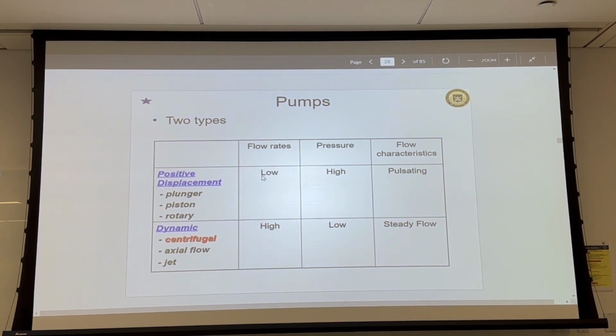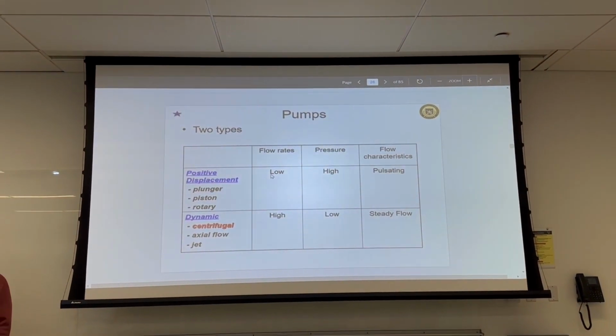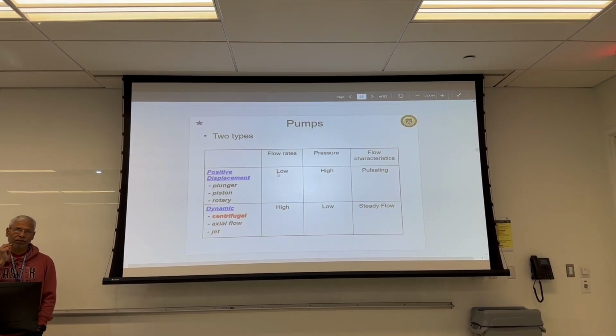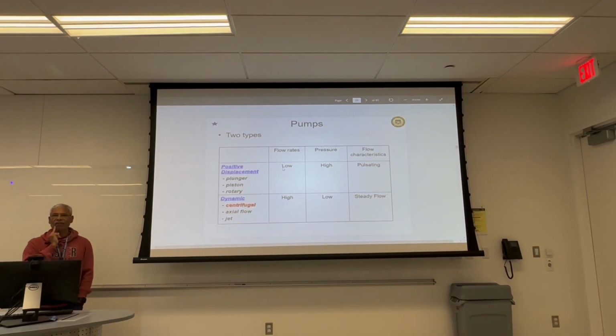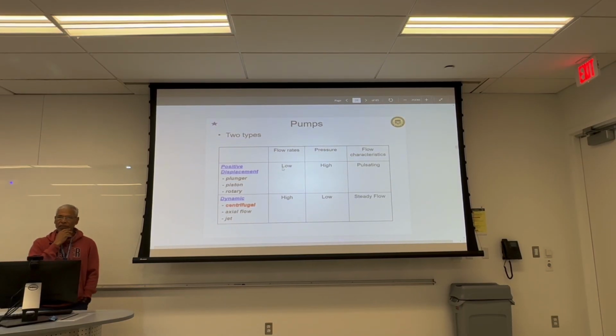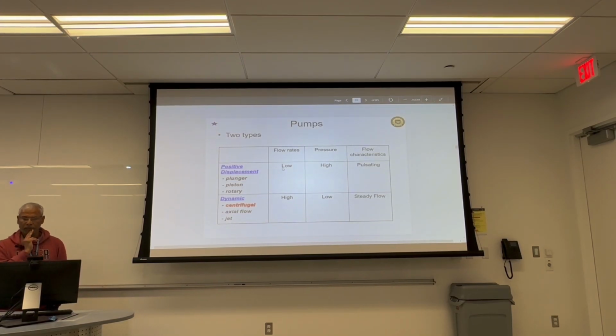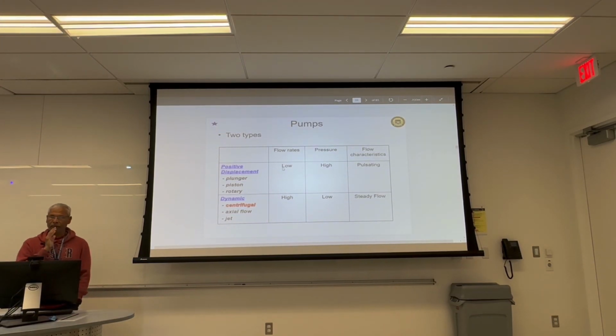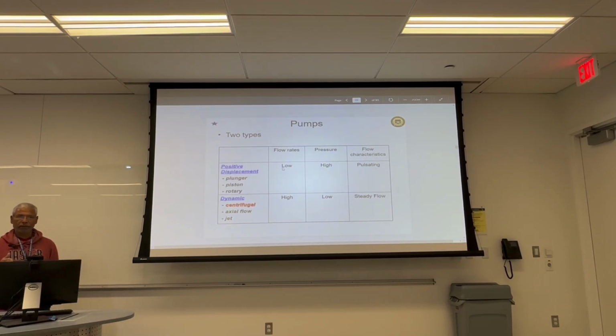Whereas dynamic pumps, like our centrifugal pump, which is where we'll be doing most of our lab work, have a very high flow rate and a low pressure. It won't develop the megapascals I talked about, maybe kilopascals type of capacity. But it is a steady flow. It won't have a lot of pulsations in the pressure, but whatever pressure is developed is pretty steady, constant pressure.